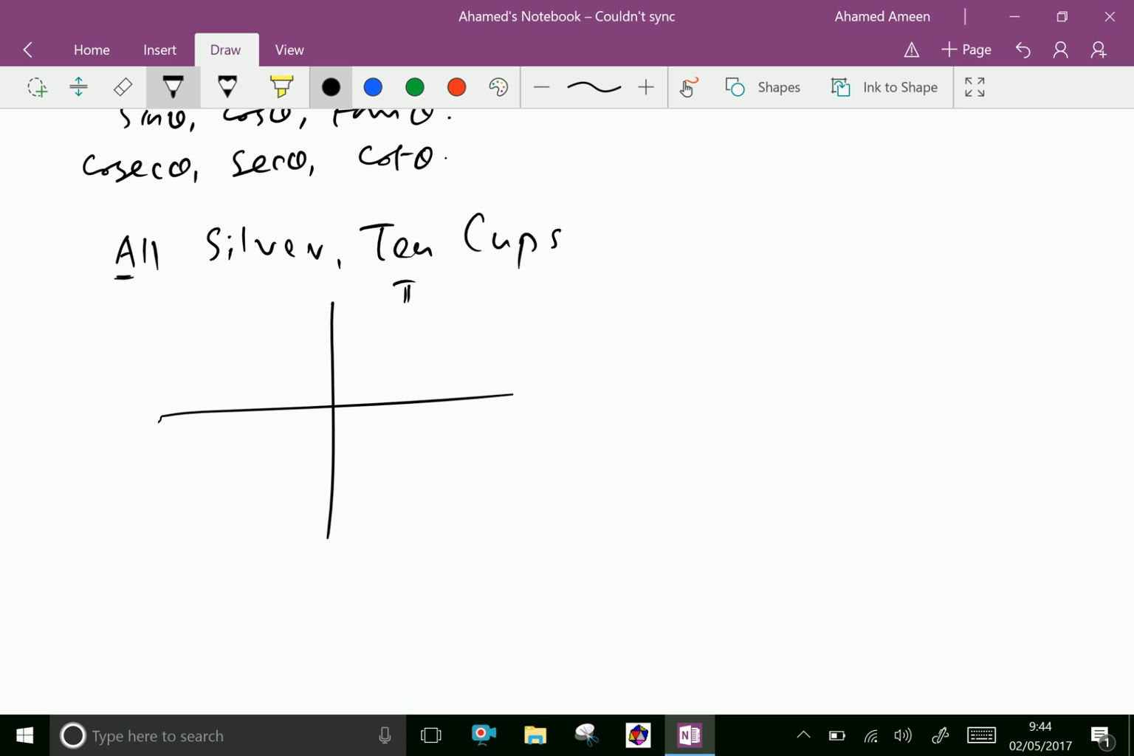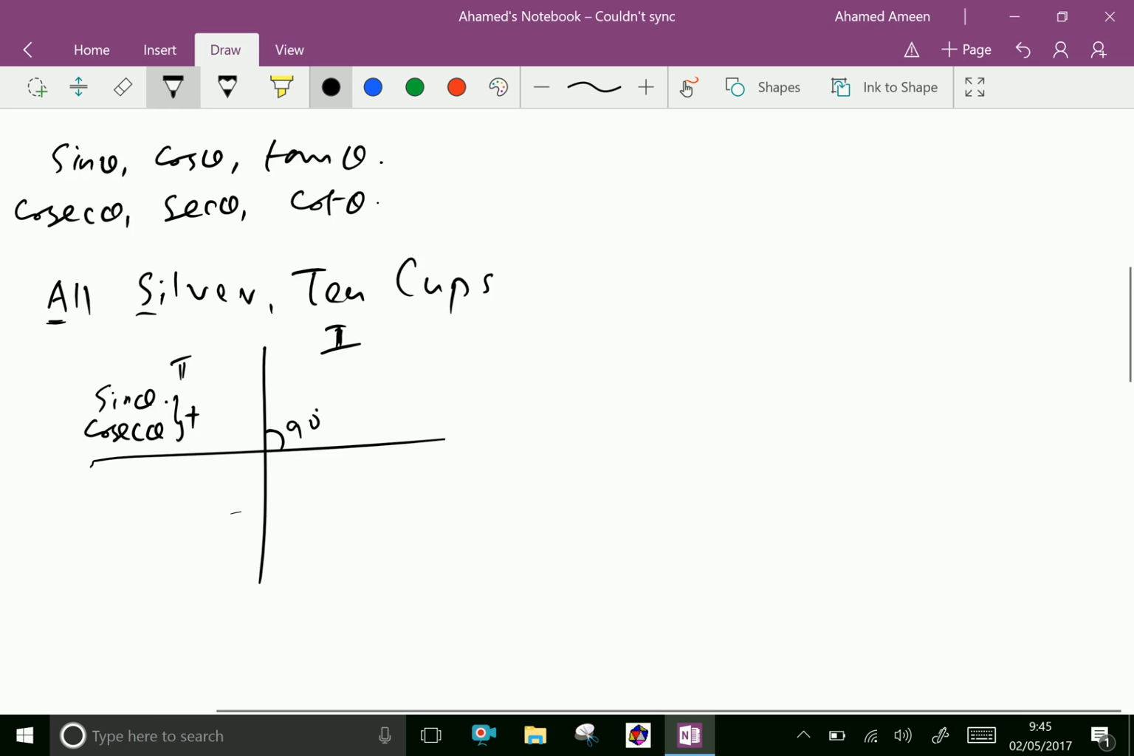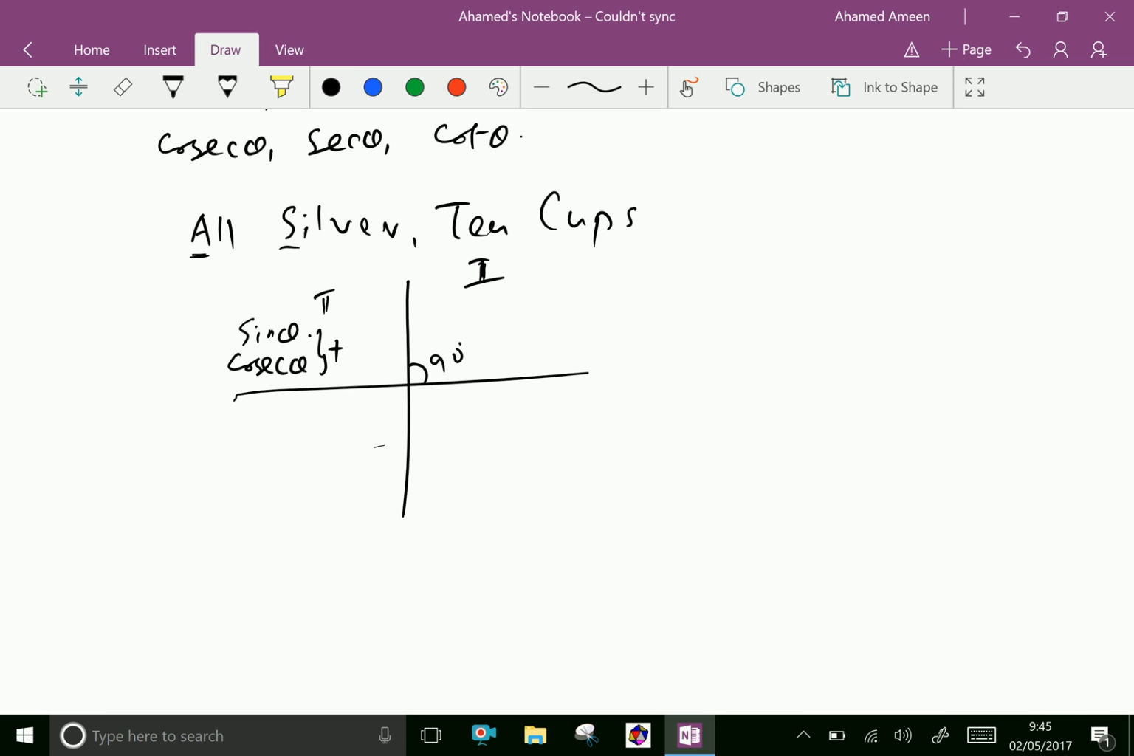In the first quadrant, all values are positive, means from 0 to 90 degrees, sin, cos, tan and its reciprocals have positive values. In the second quadrant, means theta is 90 to 180, silver means sine theta and its reciprocal cosecant theta have positive values, and the rest, means secant theta, cos theta, tan theta and cot theta have negative values.